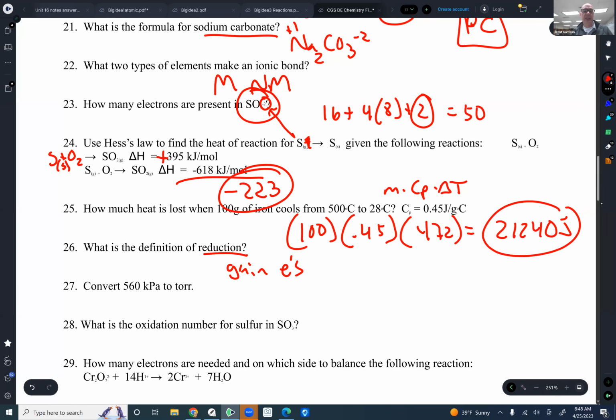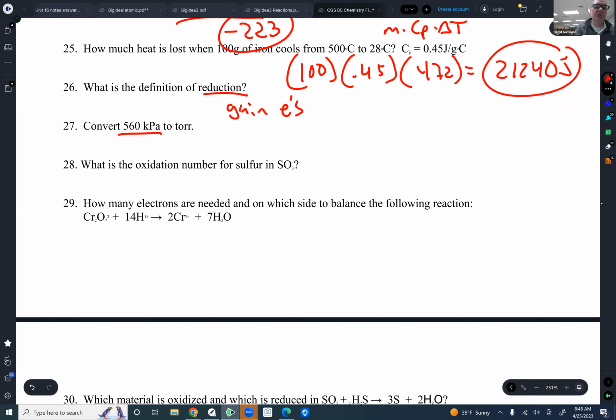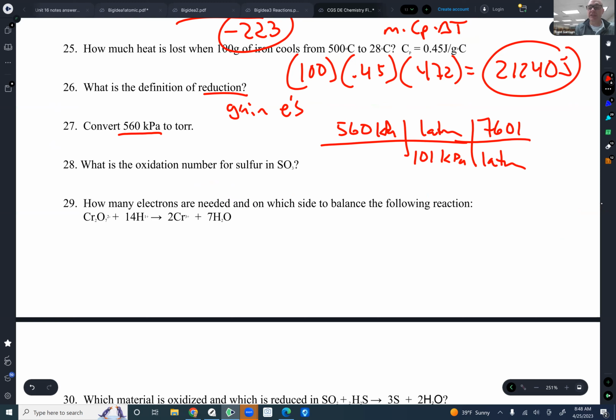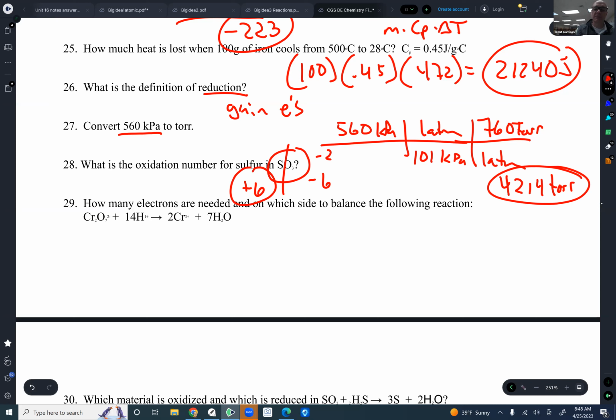To convert kilopascals into torr, what we have to do is first set up a ratio or set up a conversion. For every 101 kilopascals, there's 1 atmosphere. For every 1 atmosphere, there are 760 torr. So 560 times 760 divided by 101 is 4,214 torr. Oxidation number for sulfur in SO3, we must know that all oxygens are -2. That means that the total charge there is -6, so the charge of the sulfur must be +6.